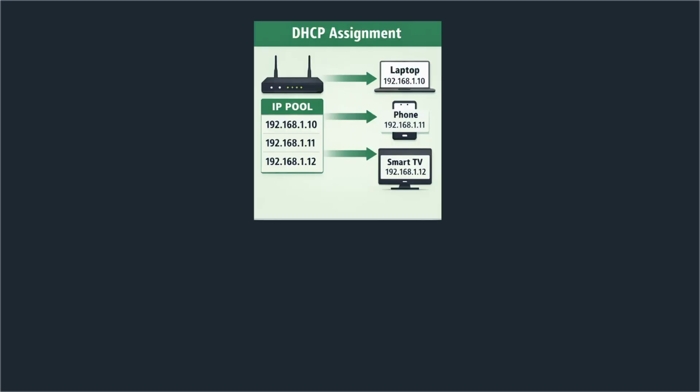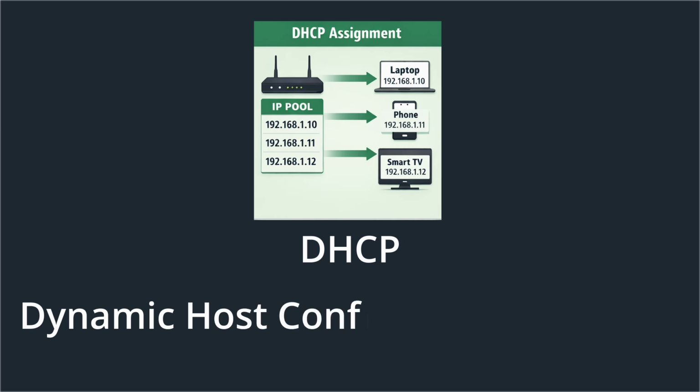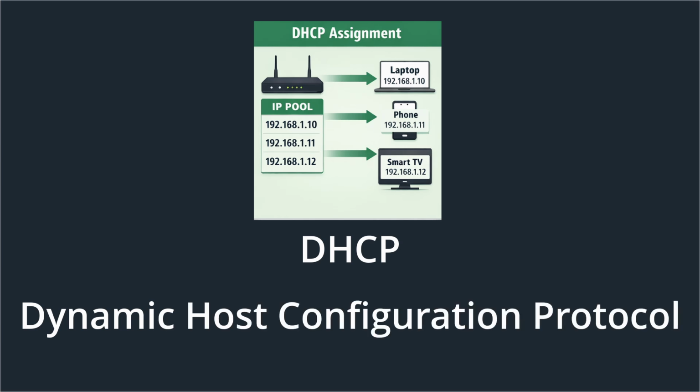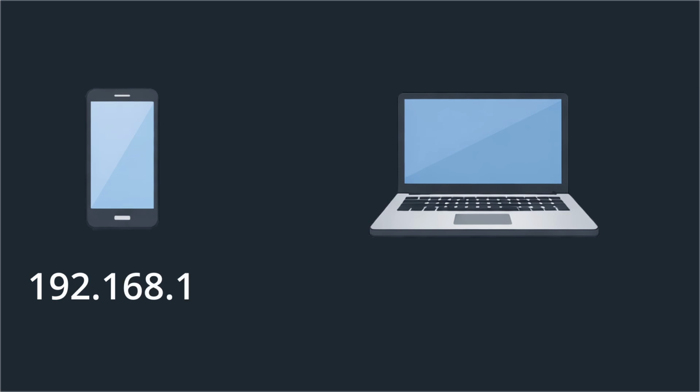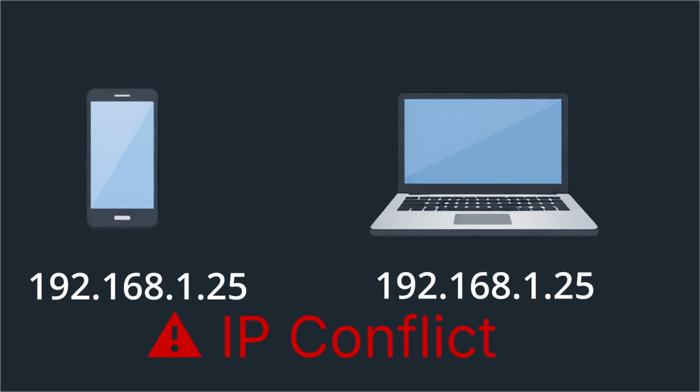Another job your router performs is assigning IP addresses to the devices in your home network. This process is handled by something called DHCP, which stands for Dynamic Host Configuration Protocol. Without DHCP, every device would need a manually assigned IP address. That would be extremely inconvenient and prone to errors.